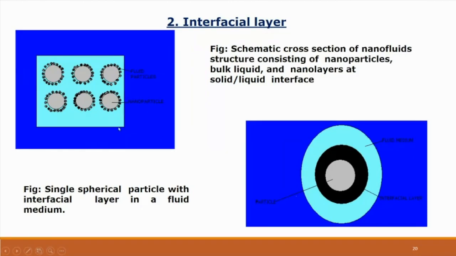What is the interfacial layer? Just outside of the nanoparticles, a small layer gets formed or attached, which is called the interfacial layer. This figure is a symmetric cross section of the nanoparticle structure, consisting of the nanoparticle, bulk liquid, and the nanolayer that is forming. In this image you can see the nanoparticle, and outside of it the fluid particles just stick.